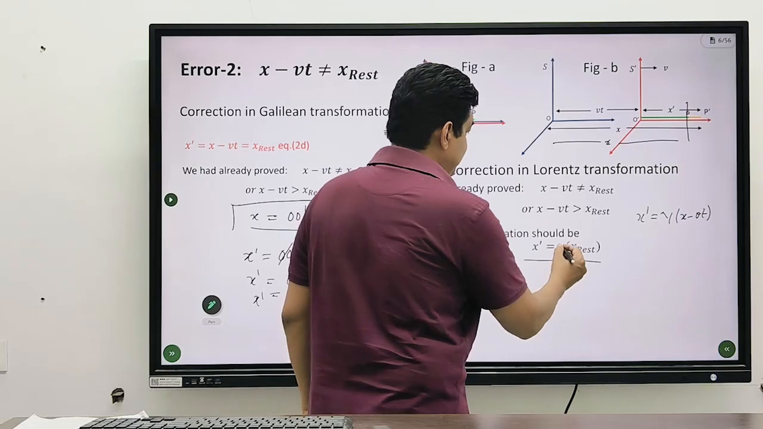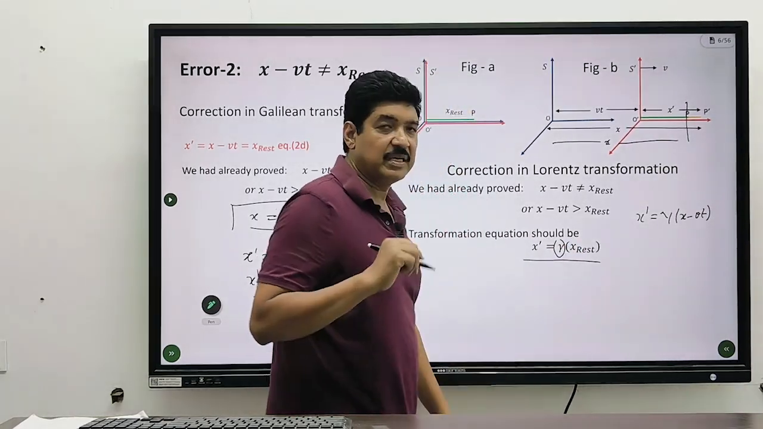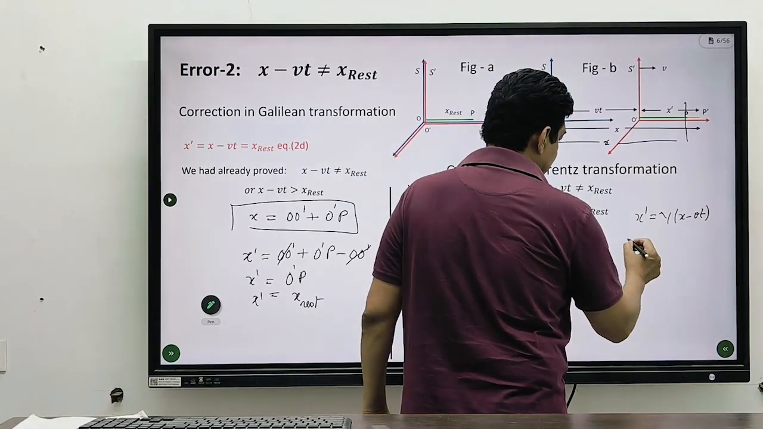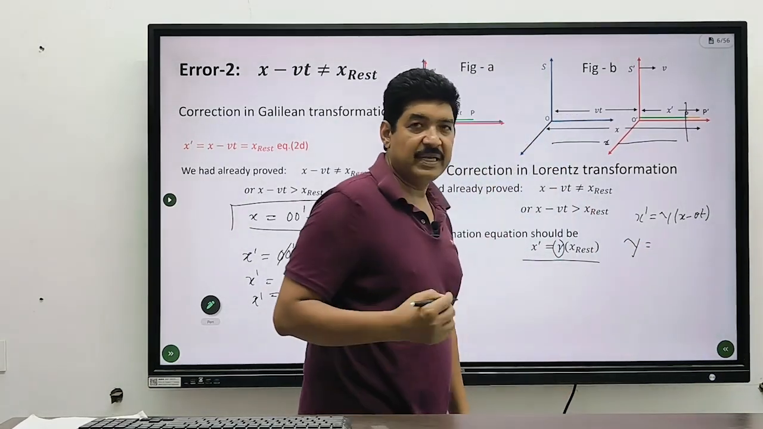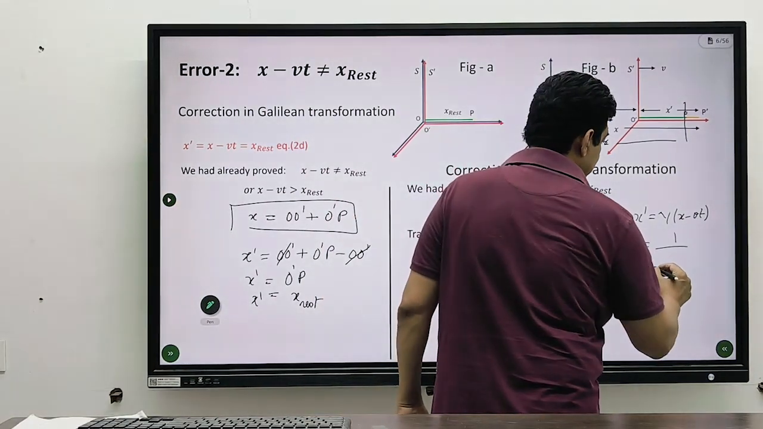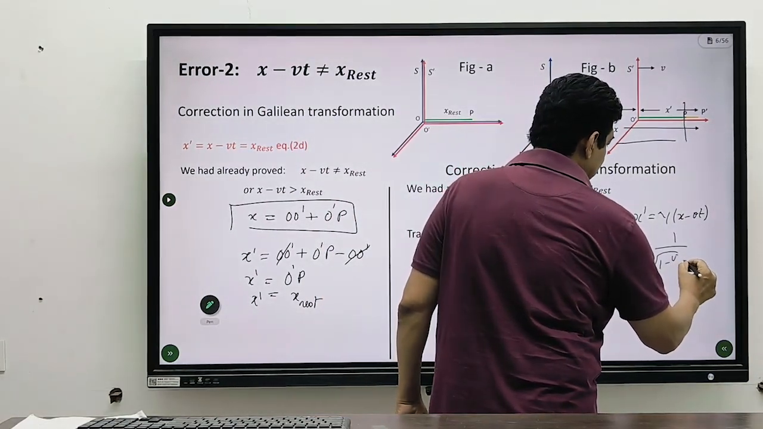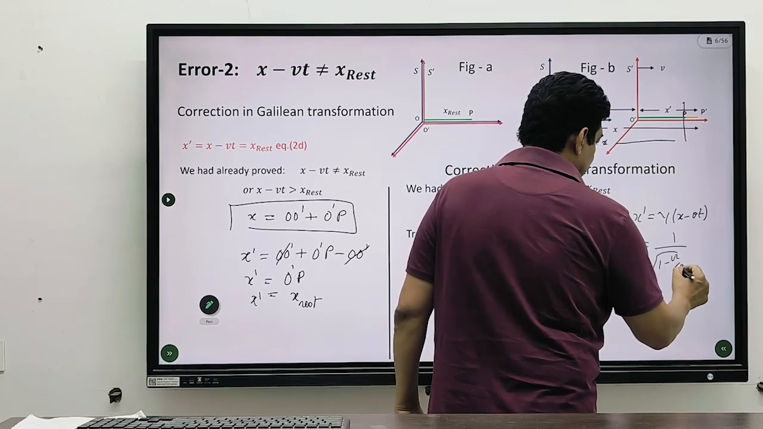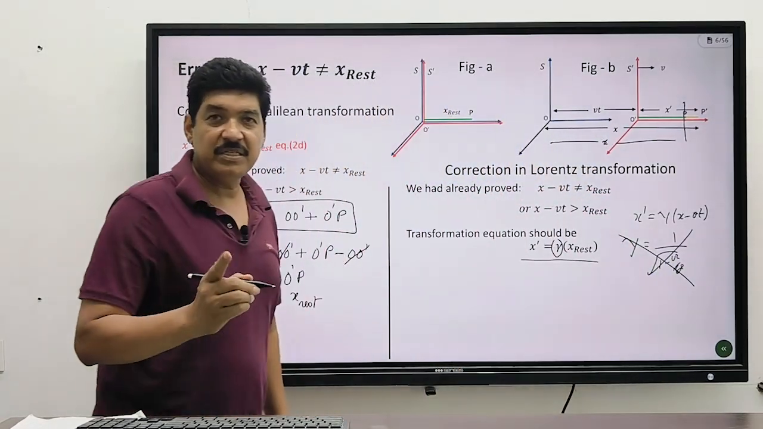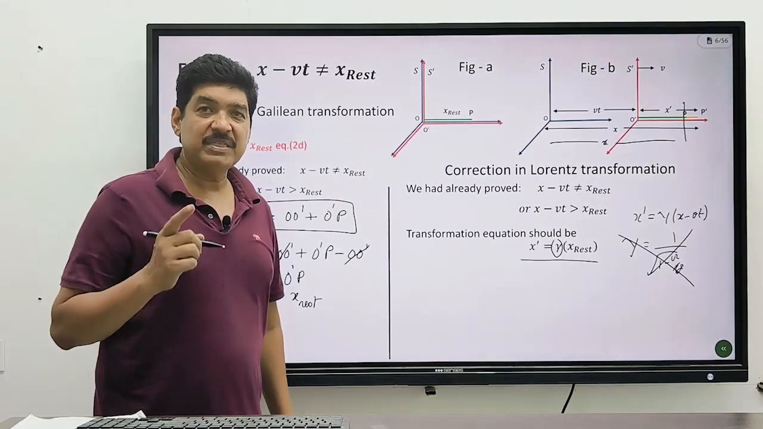But there is a problem with gamma. The problem with gamma is its derivation, which I'll show you in next videos, that 1 upon under root 1 minus v square upon c square. This is wrong. The whole derivation of the Lorentz transformation equation is wrong.